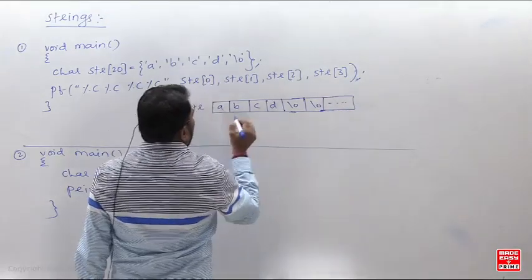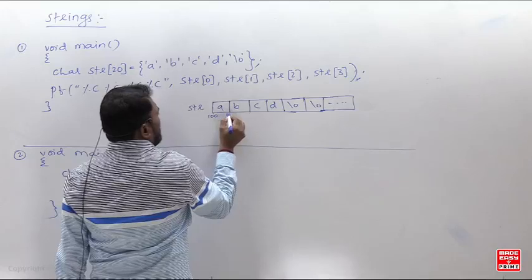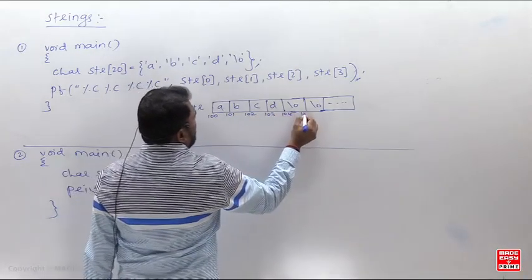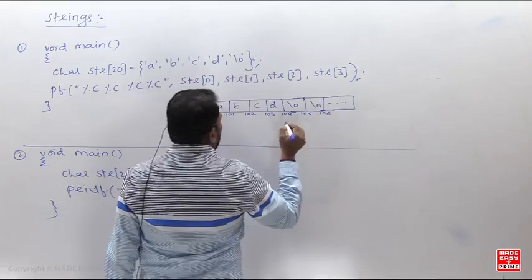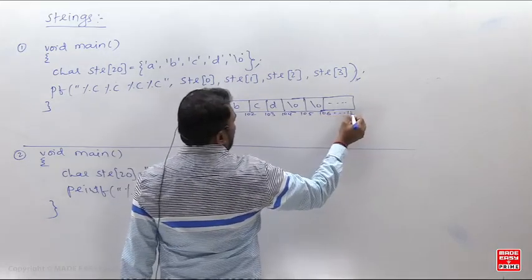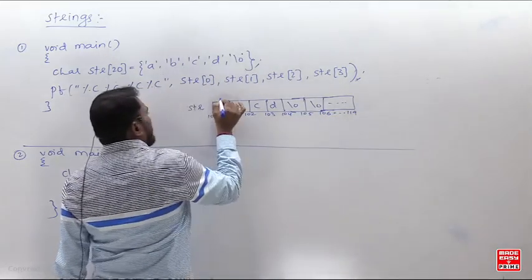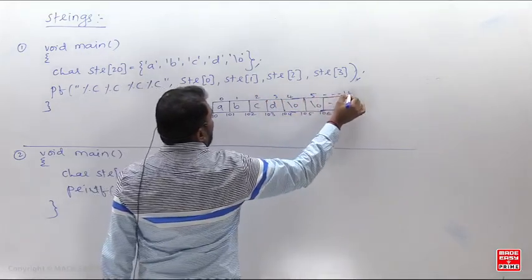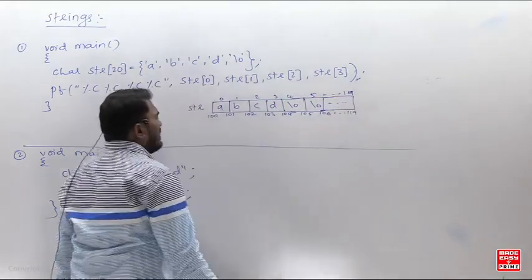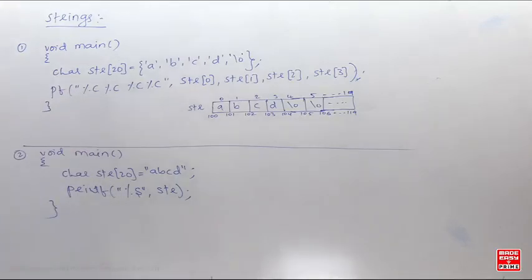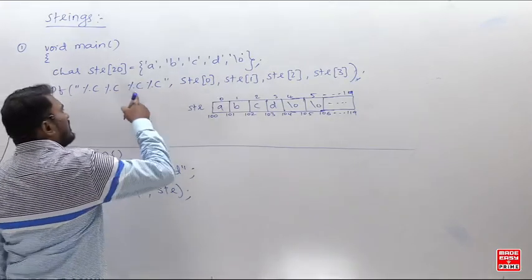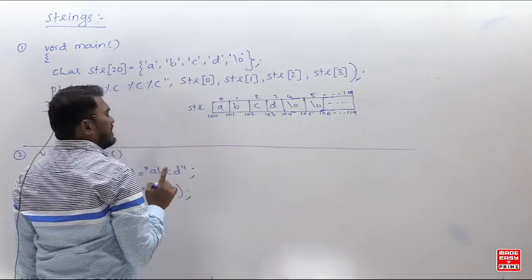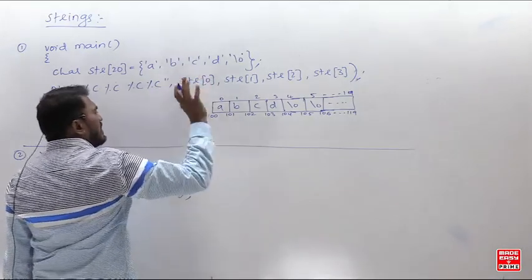Let's take the base address as 100. This will be 101, 102, 103, 104, 105, 106, and like this you will have till 119. So this is str[0], str[1], str[2], str[3], str[4], str[5], like this till str[19]. Understand here str of 20. This is how you can initialize the string. Character by character you can initialize the string.